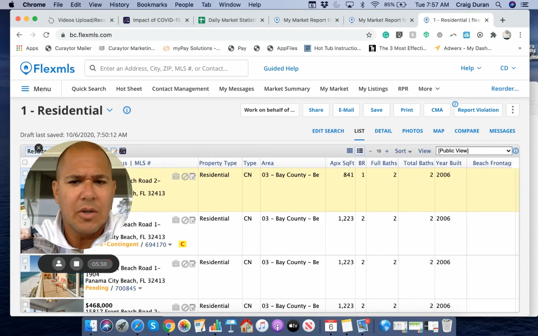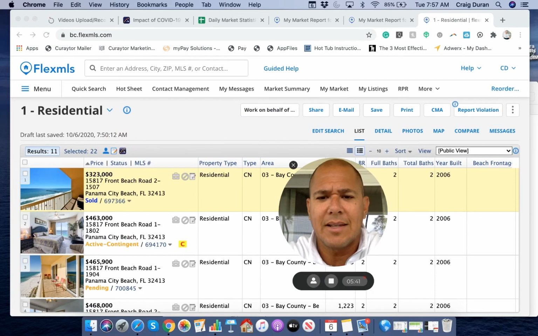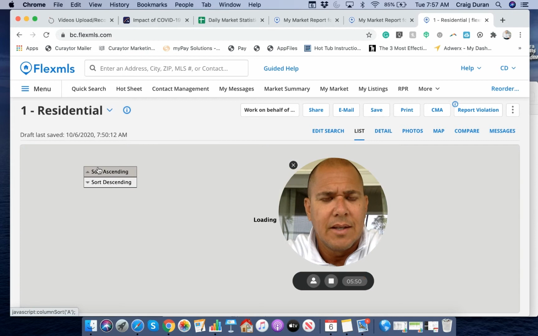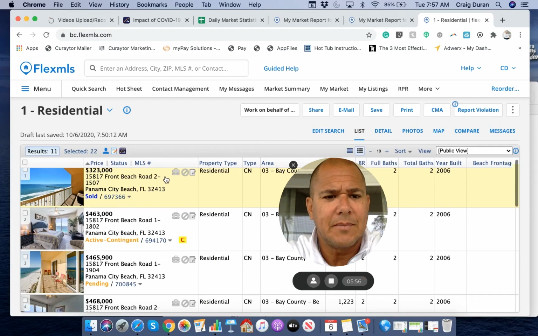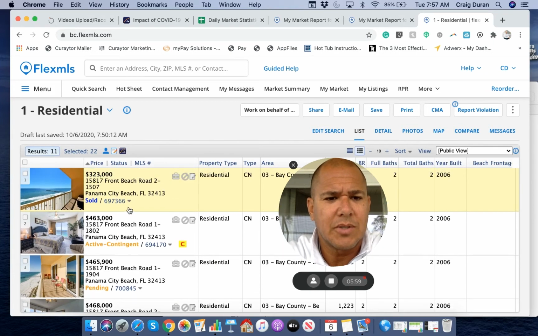Let me go through this, and I've got a comment for you on banking and financing in Calypso, which is affecting some things. But let's go through the numbers real quick on units. Let me organize this by price for you. This is anything that is sold or under contract right now in Calypso. So we had a one bedroom, two bath with bunks sell for $323.